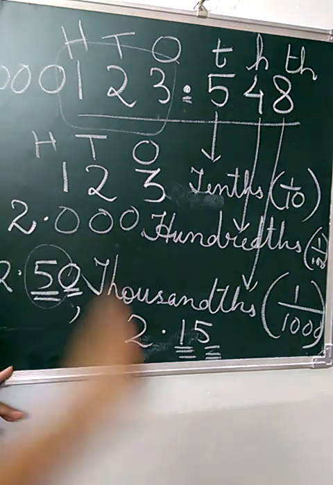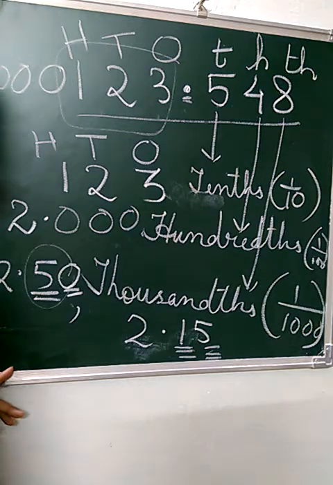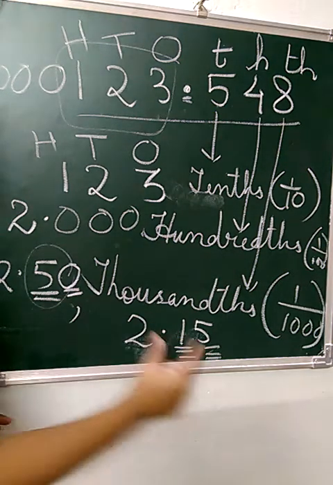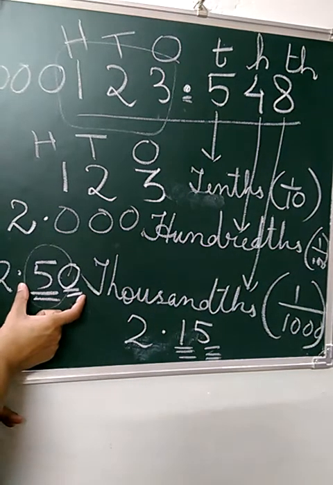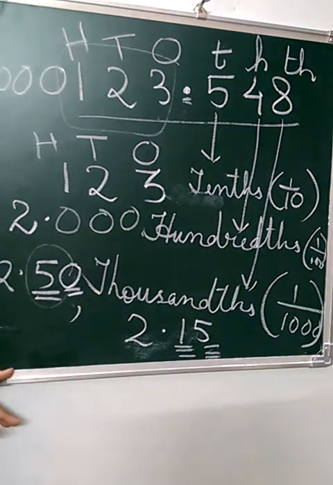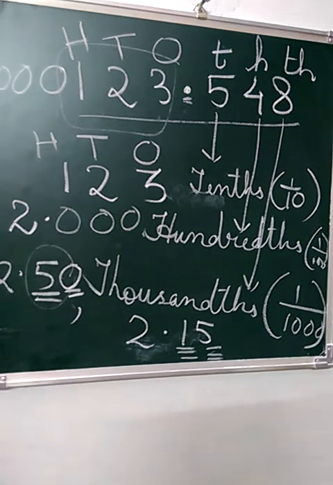Yes. And there are equivalent decimals also. Equivalent decimal means the value should be the same. मतलब अगर यहाँ 15 है तो यहाँ भी 15 ही होना चाहिए. That is equivalent decimals. Okay. So this is the overall concept of decimals.